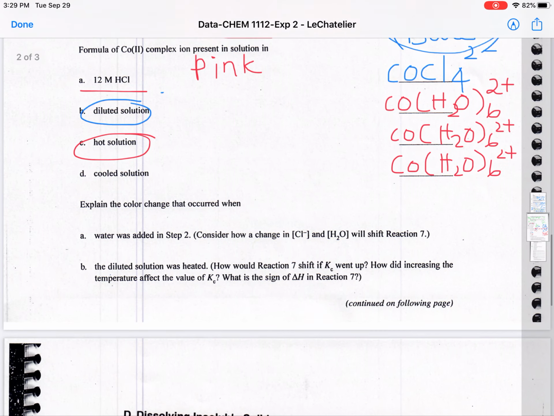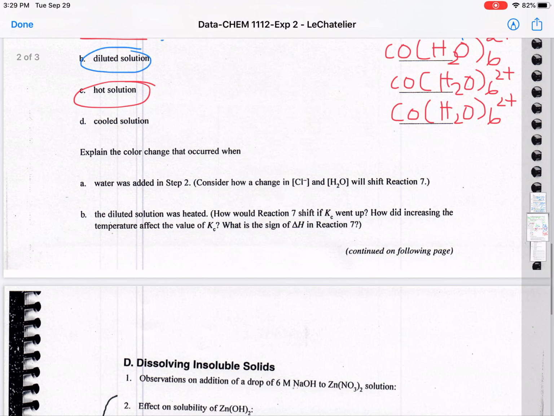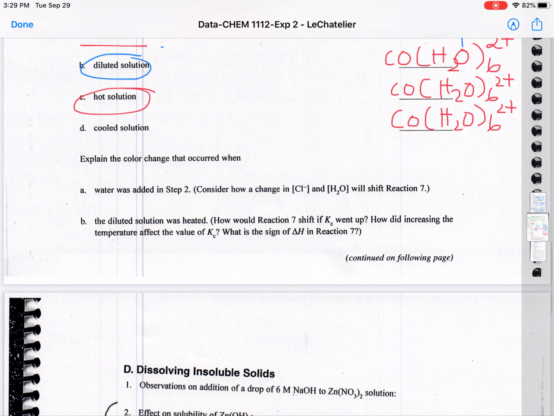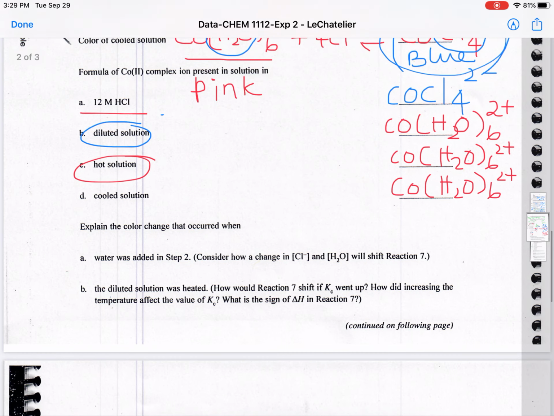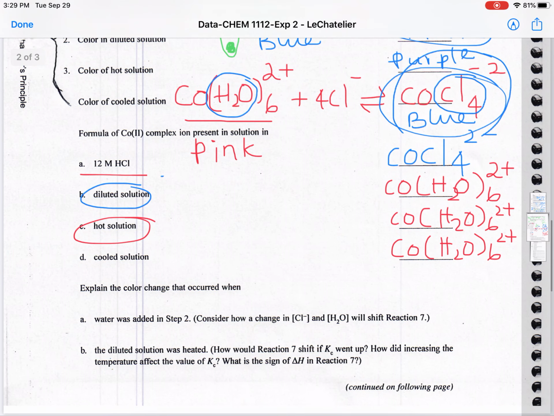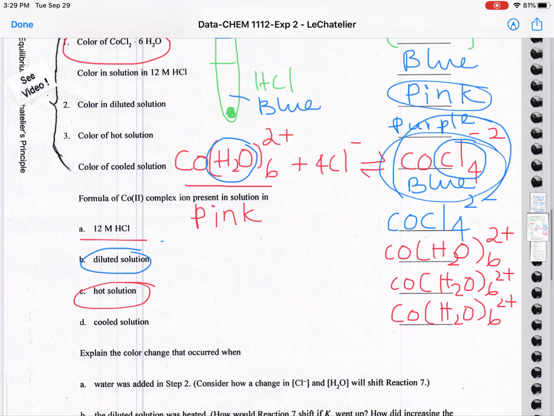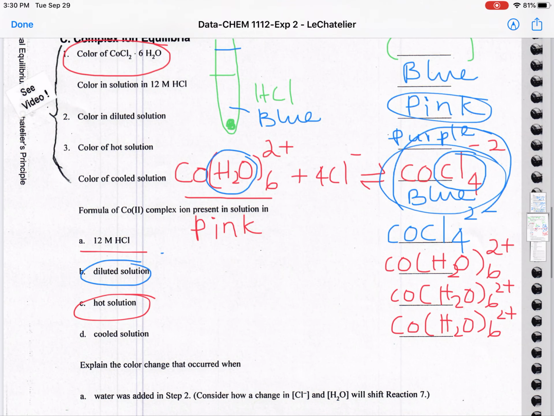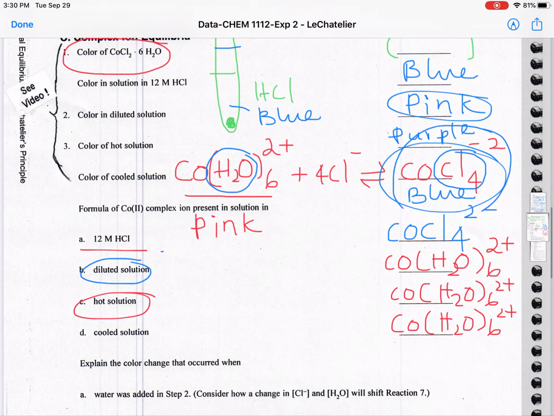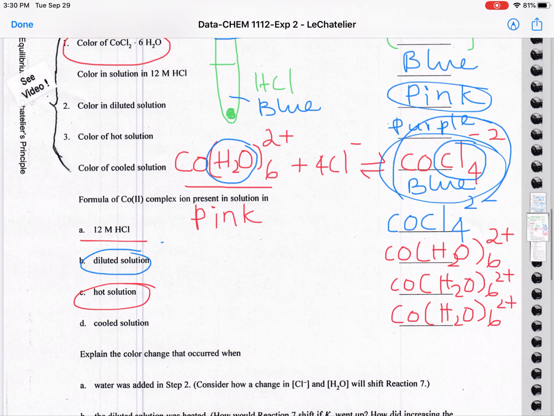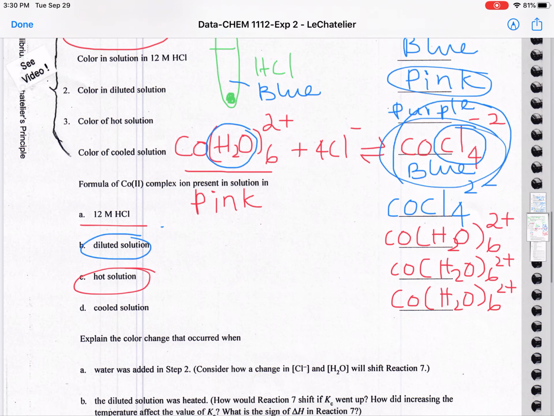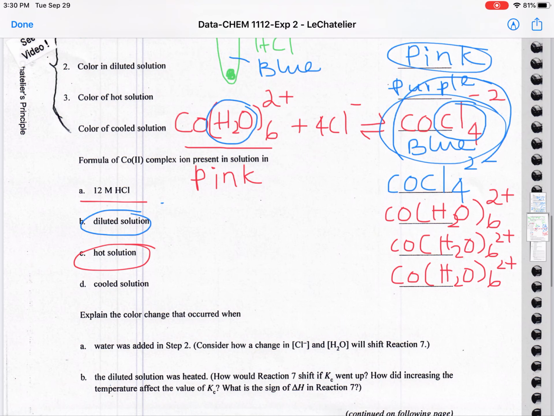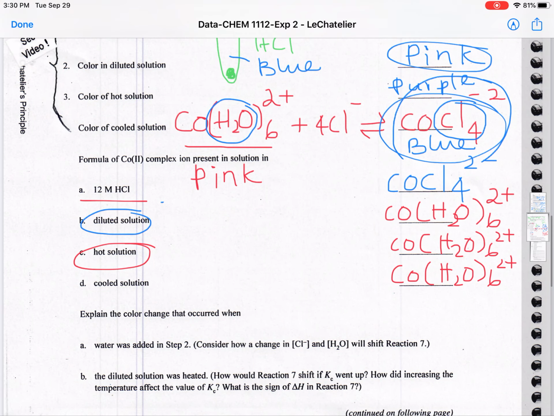Explain the color change that occurred when water was added to step 2. Consider how a change in chloride and water will shift reaction 7. We talk about that. What happened when water was added? Which direction does the equilibrium shift? Equilibrium shifts to the left side, right? Because you add water. Water is a product in our equilibrium.